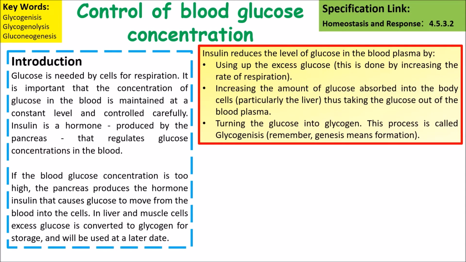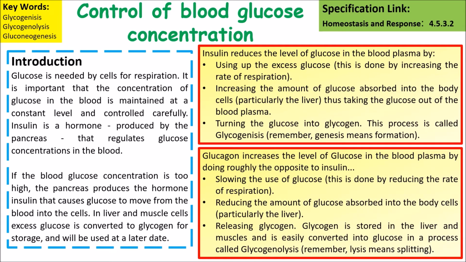So insulin reduces the level of glucose in the blood plasma by using up excess glucose, increasing the amount of glucose absorbed by cells in the body, especially the liver, and turning the glucose into glycogen so it is stored. Glucagon, however, increases the level of glucose in blood plasma, so it causes less glucose to be taken up by cells in the liver. It also causes the stored glycogen to be broken back down into glucose, which then passes back out into the blood.